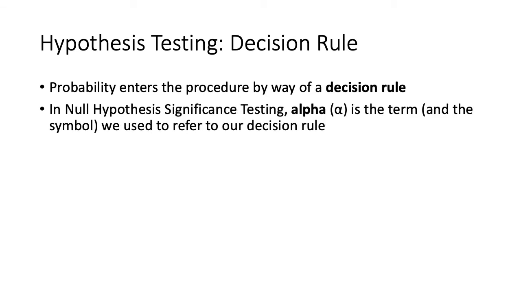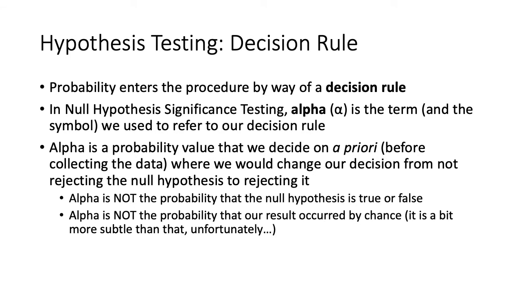In null hypothesis significance testing, we use the Greek letter alpha to represent our decision rule. And alpha itself is actually a probability value as well. It's a value that we decide on a priori, before we collect the data. And what it represents is a threshold. It's a value where we would change our decision from not rejecting the null hypothesis to rejecting it. So alpha is actually a probability, and that makes our decision rule.